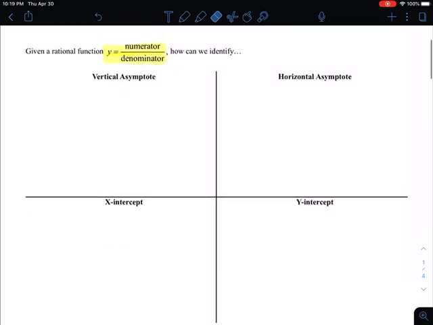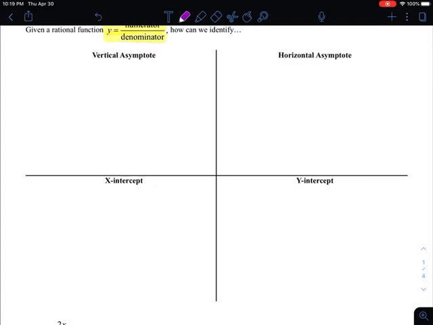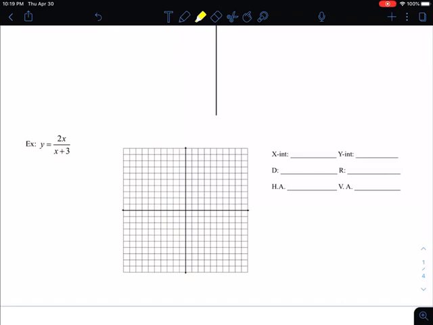The table I have at the beginning is going to be really important, so make sure you're copying down the notes as I go over these, and I will fill these in as we do the examples. Let's say I have this equation right here, y is equal to 2x over x plus 3. This looks slightly different from the ones we saw last time because we have the variable in both the numerator and the denominator, whereas last time we only saw it in the denominator. So let's try to find some of these key features.